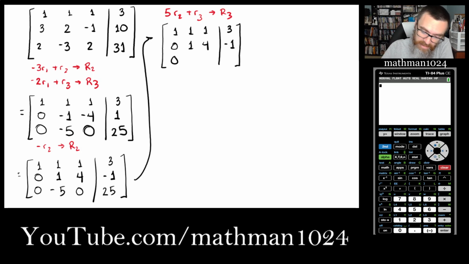So 5 times 1 plus negative 5 is 0. And then we have 5 times 4, which is 20, plus 0 gives me 20. 5 times negative 1 is negative 5, plus 25. So negative 5 and 25 is positive 20. See some good stuff here. So we can now do row 3 divided by 20 and replace that into row 3.